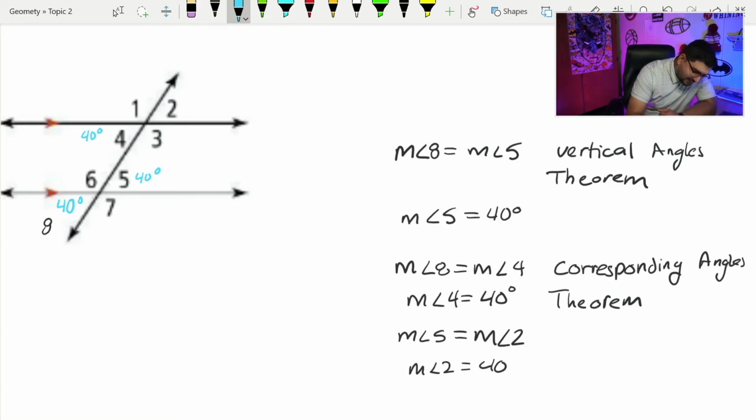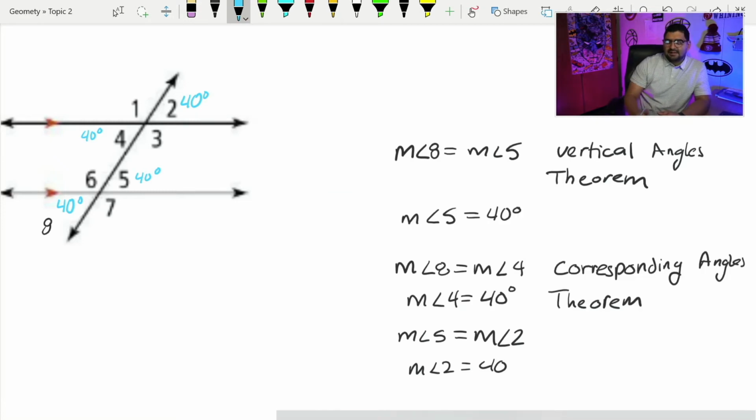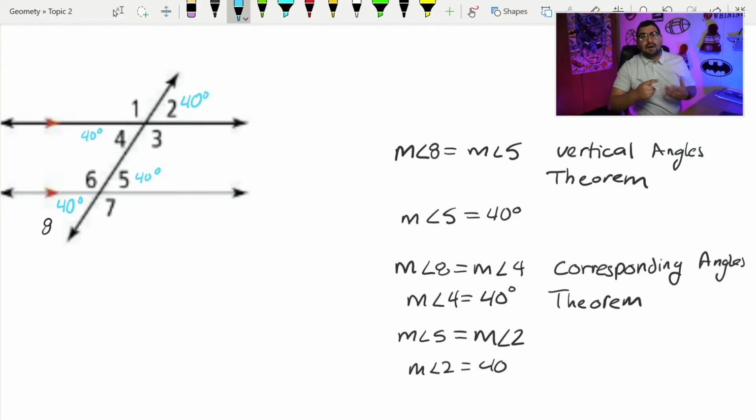And here we see that we found 4 angles just by using theorems. What you'll see is every time you have parallel lines cut by a transversal, these 4 angles always equal each other. So angles 2, 4, 5, and 8 will always have the same value, typically. Now, how do we begin to find angles 1, 3, 6, and 7? There's actually a few ways you can do this, and there are 2 theorems that help us figure this out. One of them could be the linear pairs theorem.